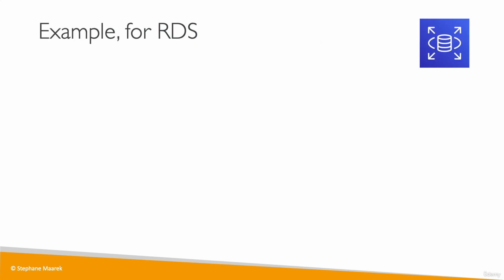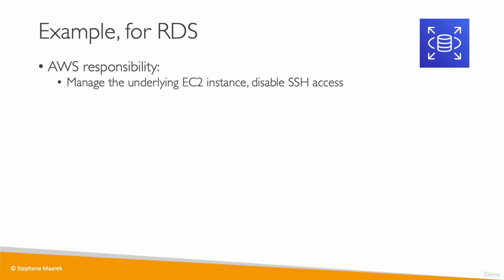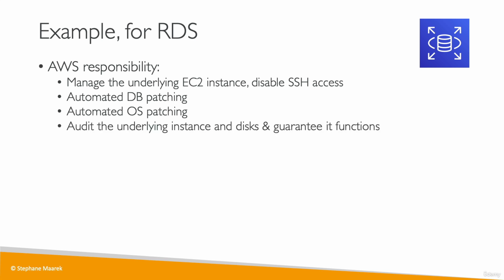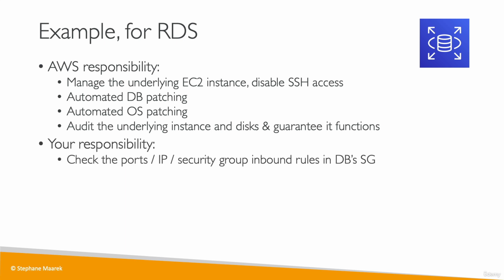Next, let's look at a detailed technology, for example. For RDS, the responsibility of AWS is to manage the underlying EC2 instance and to disable SSH access, to automate the database patching, to automate the operating system patching, and to audit the underlying instance and disk to guarantee that it functions over time. Your responsibility as a user of RDS is to check that the ports, IP, security groups, inbound rules in your database security group are set up correctly.